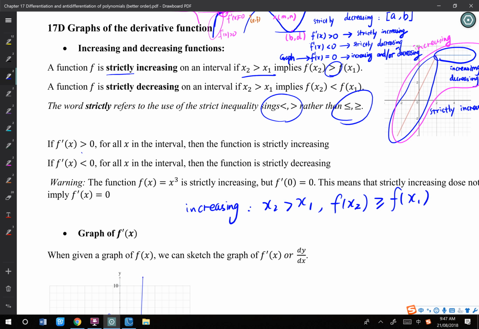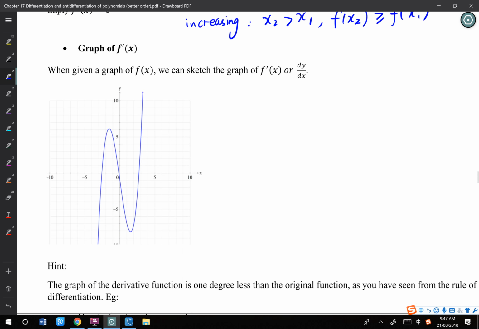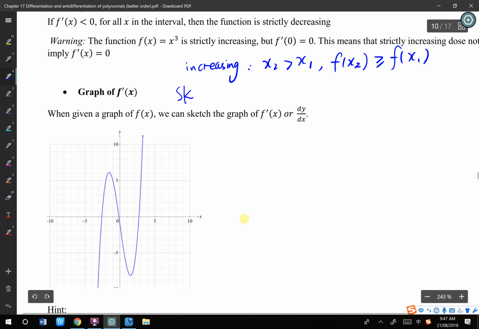Okay, that's the first part I want to talk about. Any questions here? Okay, then let's talk about the second part. The second part is how we sketch f dash x from f of x.